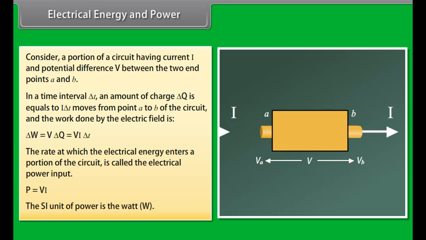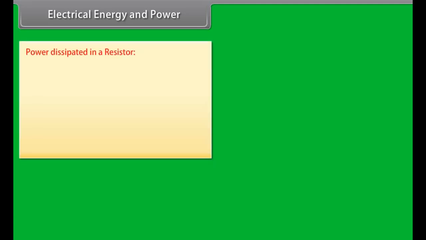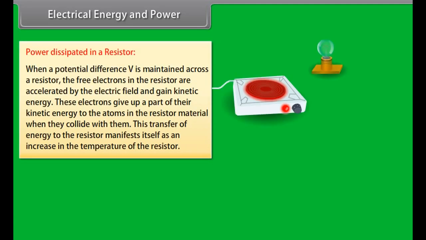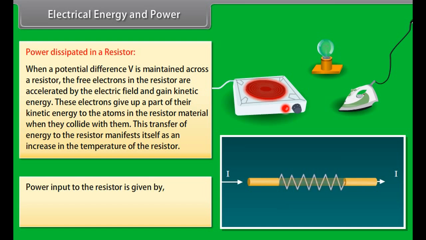The SI unit of power is the watt, W. Power dissipated in a resistor. When a potential difference V is maintained across a resistor, the free electrons in the resistor are accelerated by the electric field and gain kinetic energy. These electrons give up a part of their kinetic energy to the atoms in the resistor material when they collide with them. This transfer of energy to the resistor manifests itself as an increase in the temperature of the resistor. Power input to the resistor is given by P = VI = I^2 R = V^2/R.